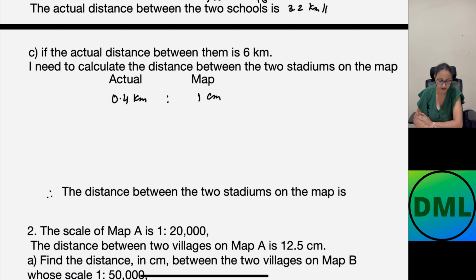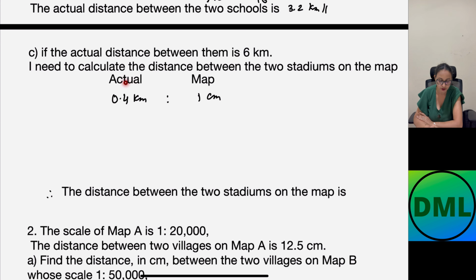As I told you earlier, the actual map should be in the form of 1:n. That means the numerator should be 1. Here the numerator is 0.4. I need to first convert it into 1. Let's find out the answer for 1 kilometer first. How are you going to reach from 0.4 to 1? Which operation are you going to do? Divided by 0.4. The same operation I have to do here on the right hand side also, divided by 0.4. This will be written as 1 over 0.4 centimeter.